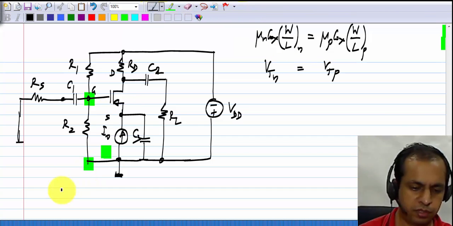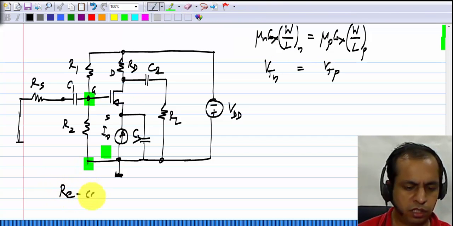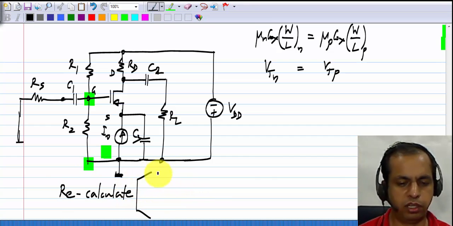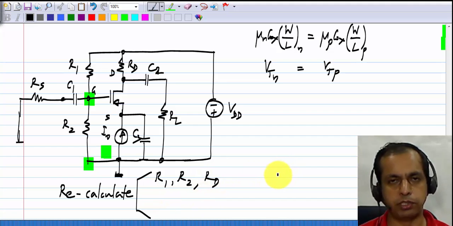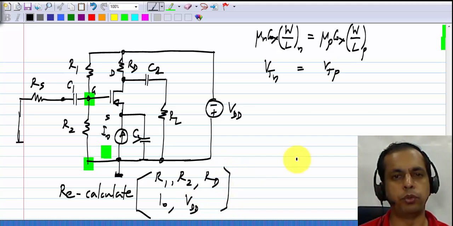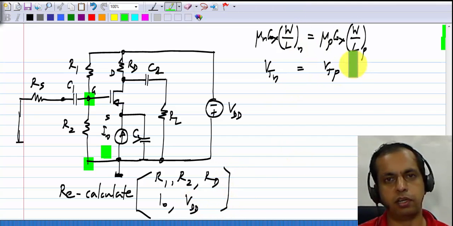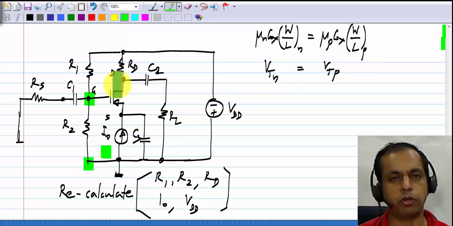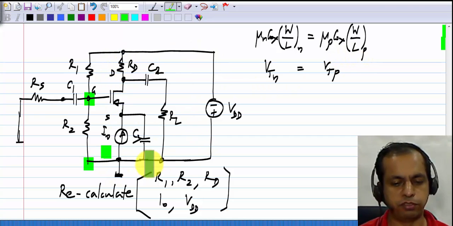So recalculate all the values. It could be all the resistors R1, R2, RD and so on, which establish the operating point, or it's also I0 and maybe even VDD. These have to be recomputed if the parameters are different, but the topology, the circuit diagram itself, is perfectly the same.